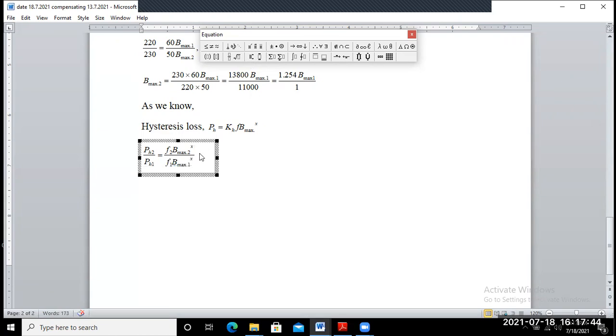In the problem, the x value is given as 1.6. Okay, so just put x equal to 1.6. And F2 is given as how much? 50 hertz, right? So we can write here 50 divided by 60.